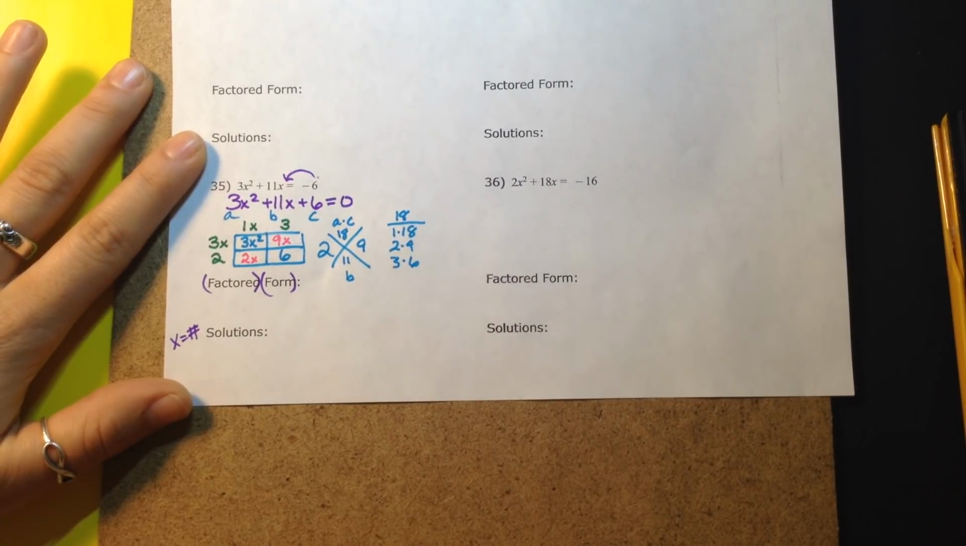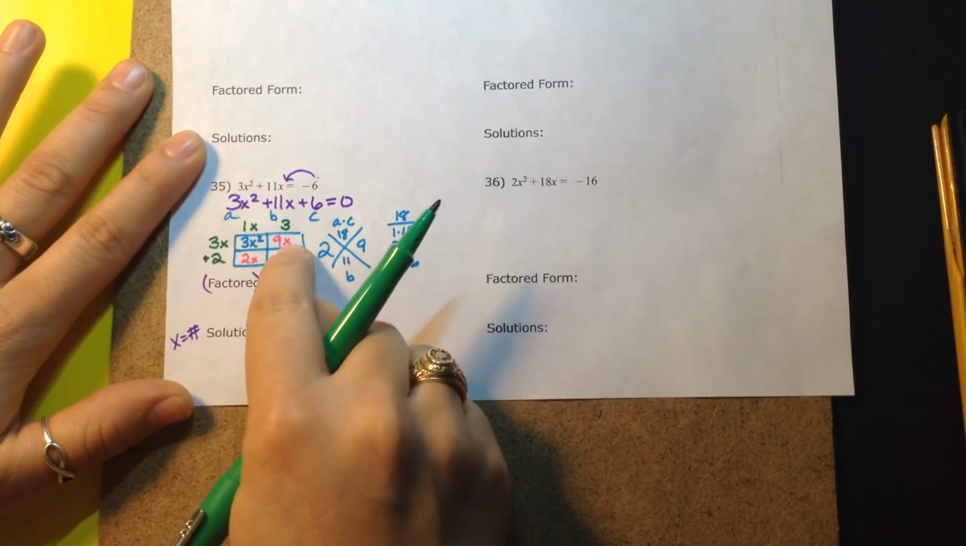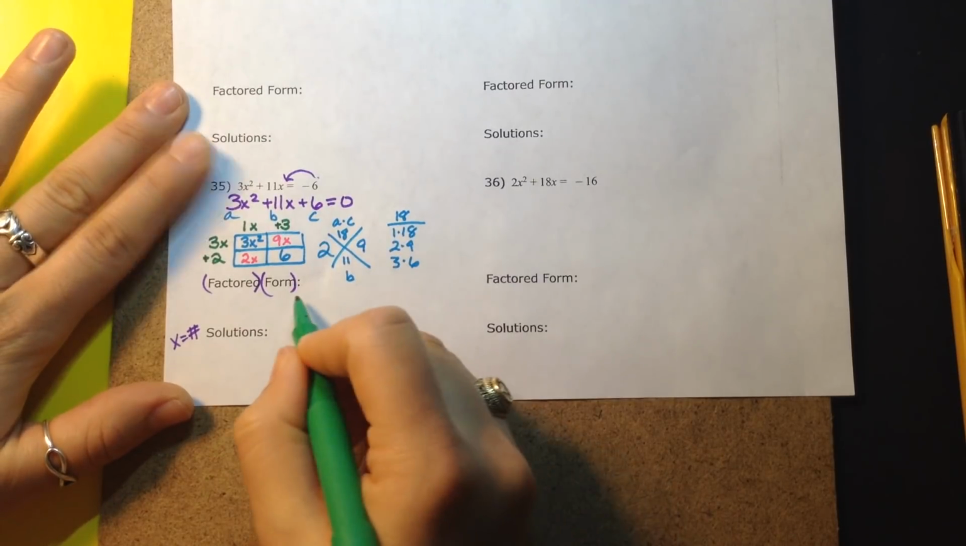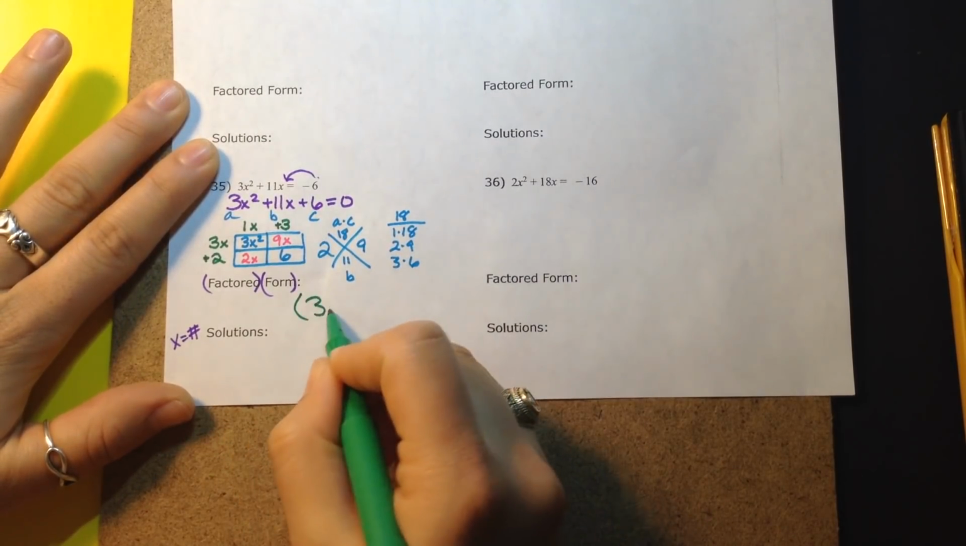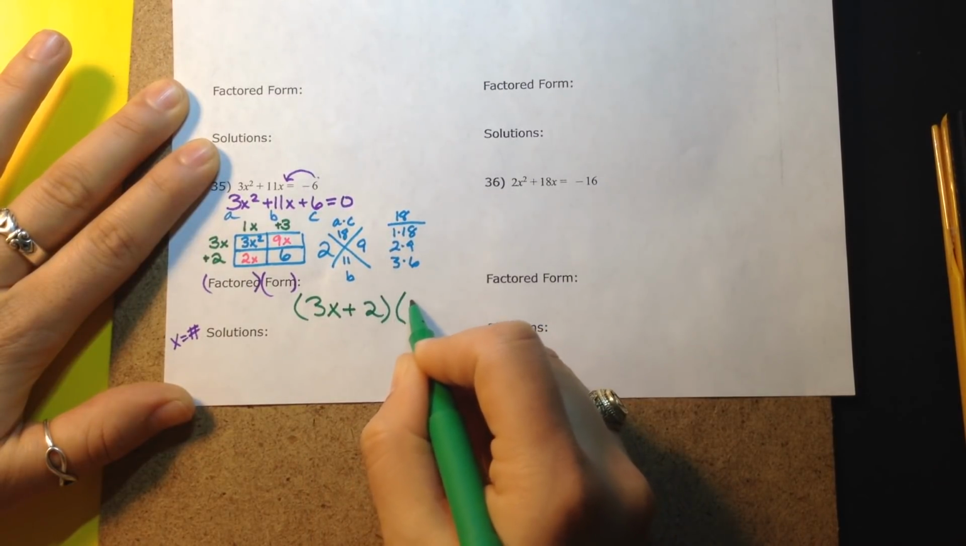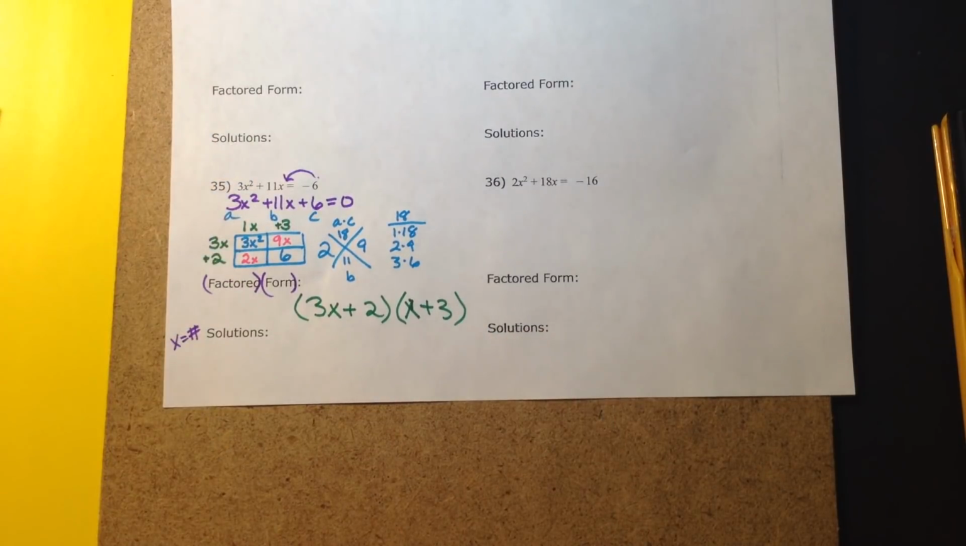Now I double check to make sure my signs are correct. This box is positive, so this factor has to be positive. This box is positive, so this factor has to be positive. So the factored form of this polynomial, answering half of this question, is 3x plus 2 and a single x plus 3.